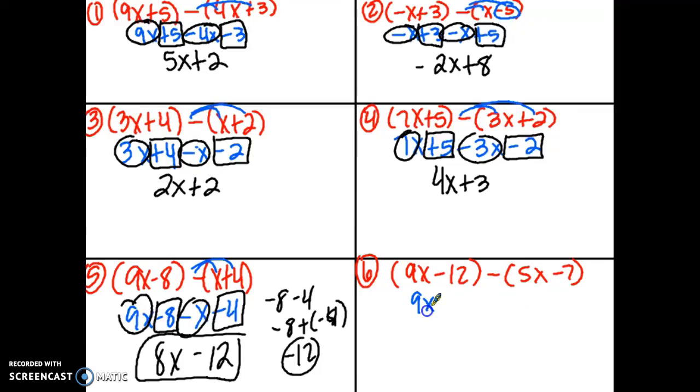Number 6, I have 9x minus 12. The opposite of 5x is minus 5x. The opposite of negative 7 is adding 7. 9x minus 5x is 4x. And negative 12 plus 7 is negative 5. 4x minus 5.